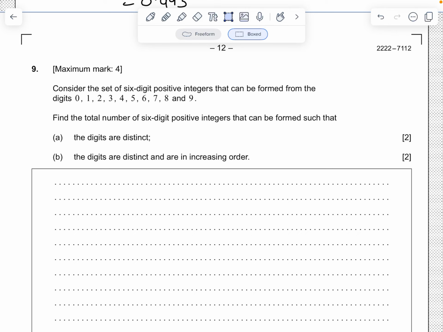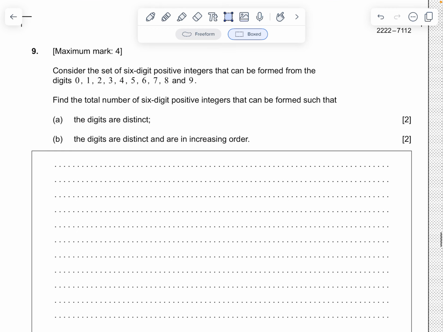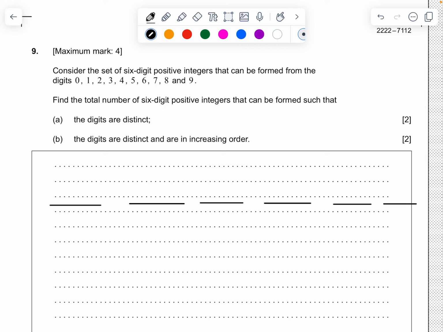Welcome. This is IBDP AAHL Time Zone 2, Paper 2 of May-June 2022, Question Paper 2, Question number 9. Consider the 6-digit positive integers that can be formed. So I have to form a 6-digit positive integer first, using the digits 1, 2, 3, 4, 5, and 6. Now, without any restrictions, and the digits are distinct, the first one cannot be filled with 0.